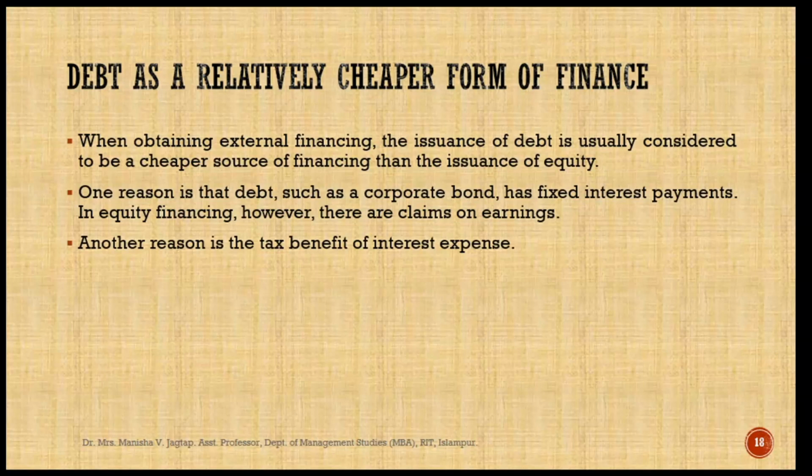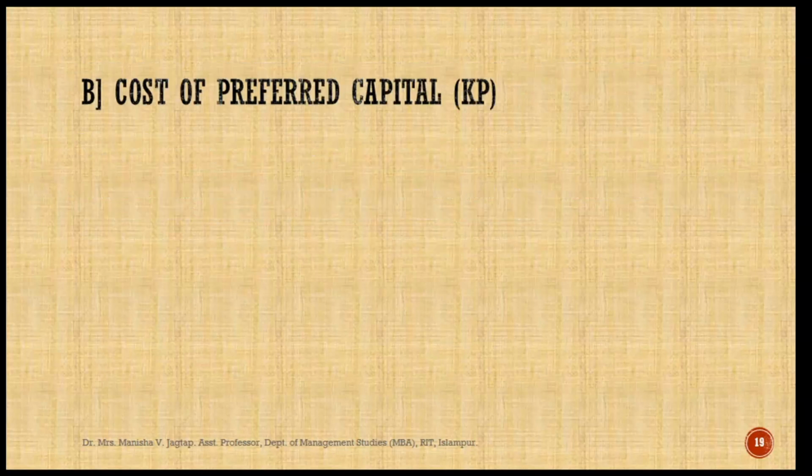Law never recognized the dividend paid to the equity shareholders for tax deduction, and that's why the marginal tax rate is used when calculating the after tax rate. Therefore, it is said that the debt is a relatively cheaper form of finance. Now, next, we will move to cost of preferred capital, which is called KP.